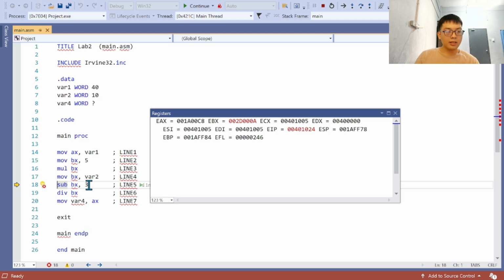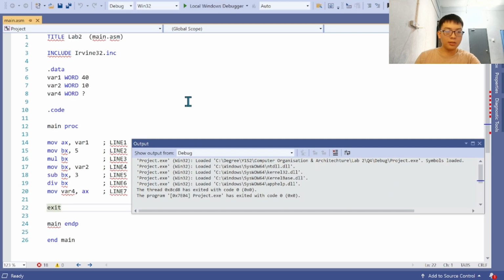And this line subtracts 3 from BX. After executing this line, the BX becomes 0007. And this line divides the AX by BX. After executing this line, the AX becomes 1C, and the remainder is stored into DX, 0004. And this line moves the AX into var4. And also, this var4 is a variable, not a register, so we cannot see the change. And that's all for question 4.